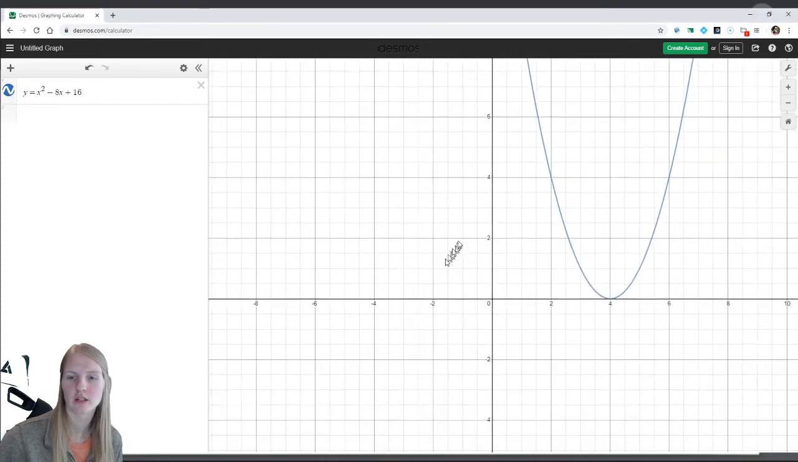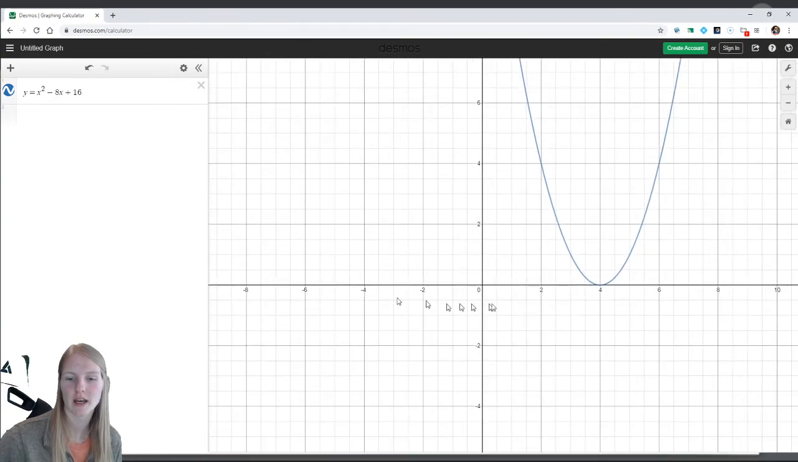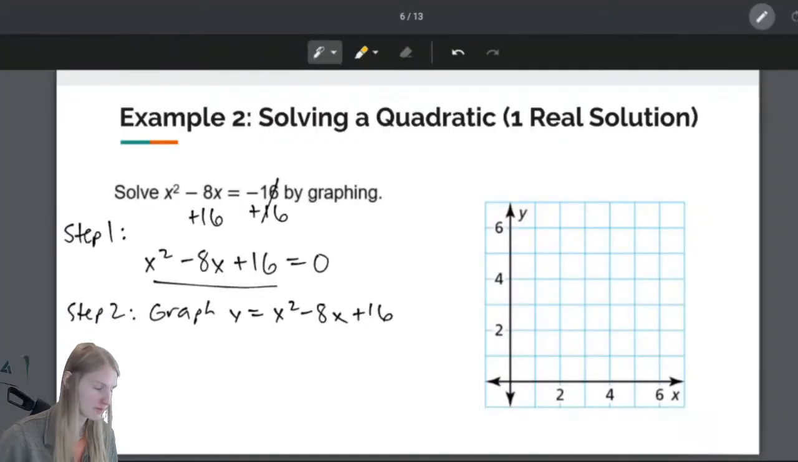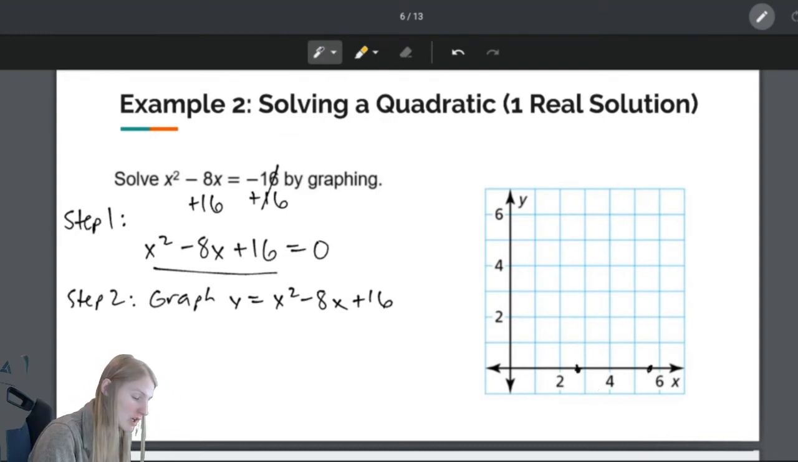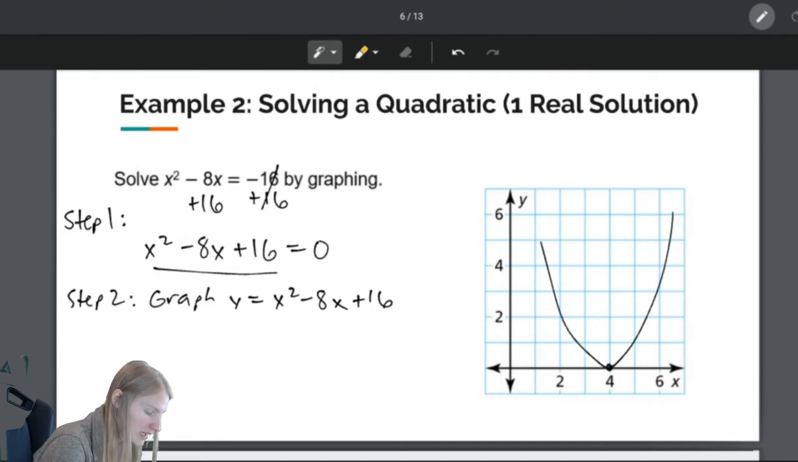So now here is our graph. And if you click and drag, you can move it around. Here's my x-axis, the bold line. Notice the only place that this touches the x-axis, there's only one place. 4, 0. Only one, there isn't 2. So, if we come back to our problem, remember, when your graph crosses in 2 places, we have 2 solutions. If your graph only lands on the x-axis once, then you only have 1 solution.